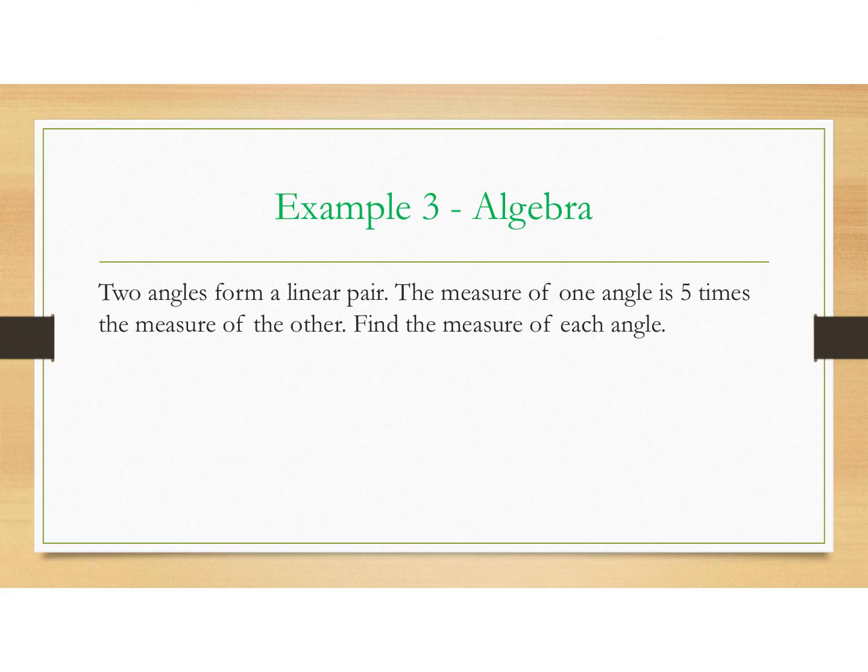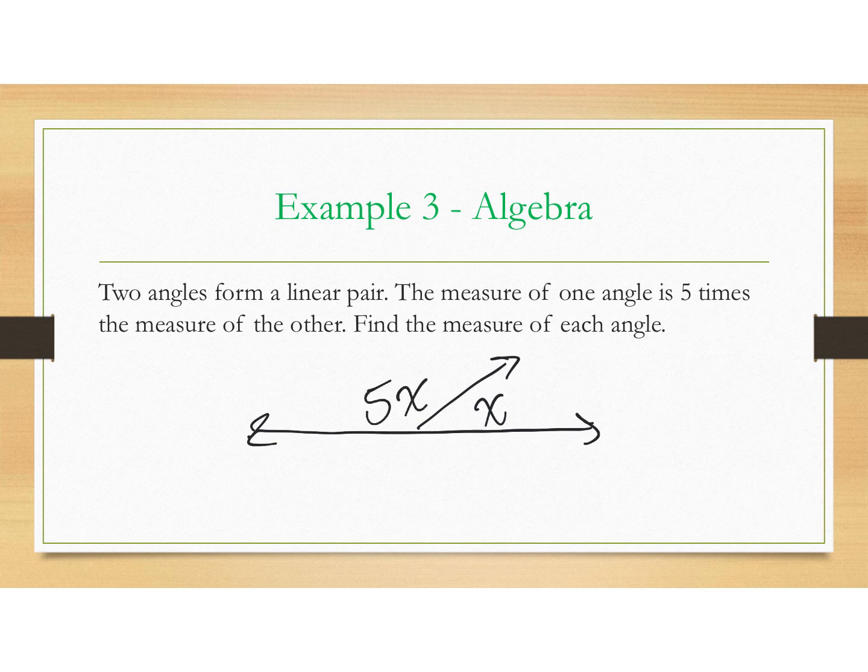2 angles form a linear pair. The measure of one angle is 5 times the measure of the other. Find the measure of each angle. Go. What would the larger angle be if the smaller angle is x? Kristen? 5x. Can you solve it now? I put 50 and 10. Like the 10 on the smaller side. 50 is 5 times bigger than 10.